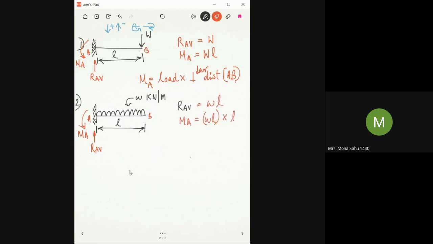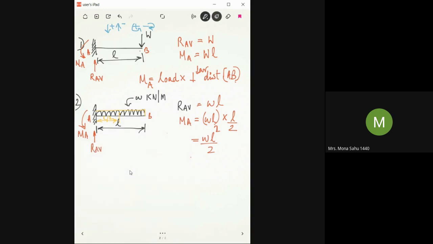So every time you have a load UDL, consider this as a rectangle. And what will be the centroid? It will be in the middle. Okay, so it is L by 2. Got it? So L by 2 will be the perpendicular distance, not L. It will be L by 2. Remember that. So with that, we are done with MA. So finally, the answer will be WL square by 2 for a UDL. Okay. Now let's go to the third case.